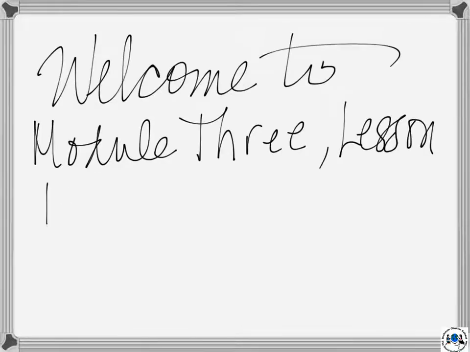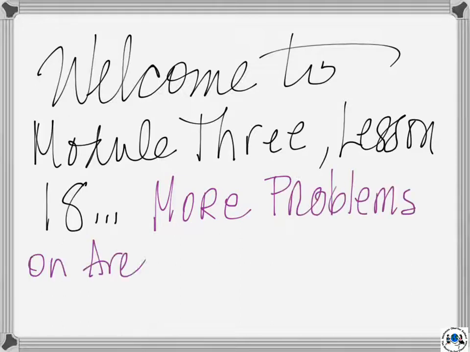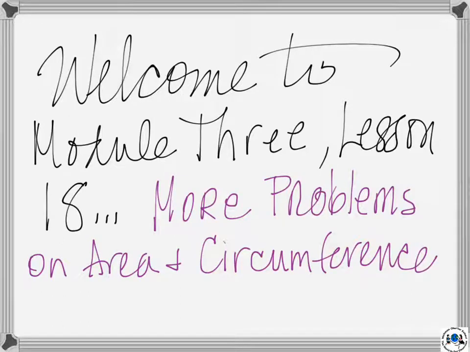And welcome to Module 3, Lesson 18, More Problems on Area and Circumference. We will be talking about a couple of new things, quarter circle and a semicircle. We will do something called decomposition, which will help you calculate the area of different types of shapes, shapes that may be combinations of shapes. So get ready for lots of fun.